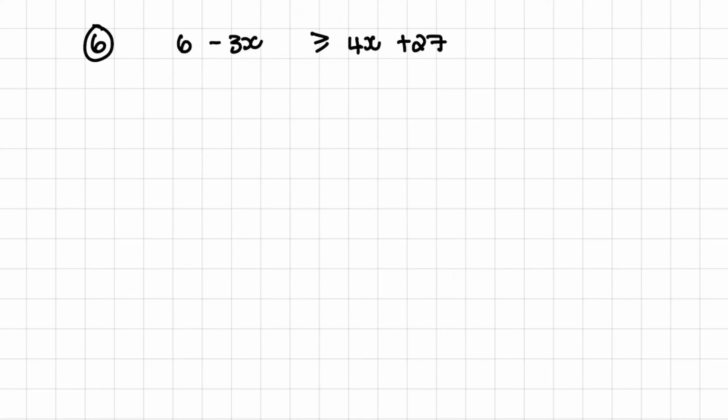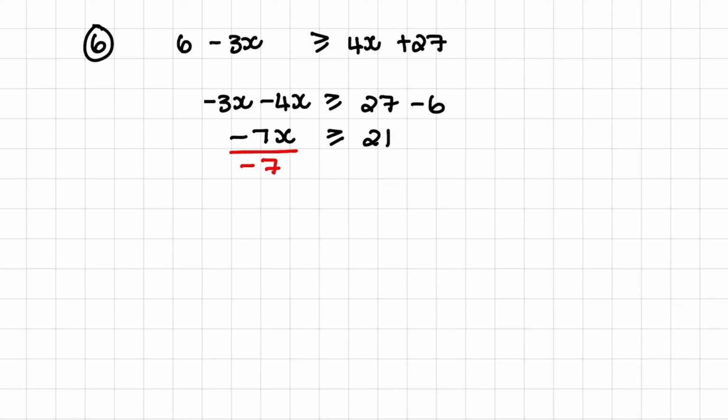And what I'll do first is move all the x's to the left-hand side and the constant values towards the right-hand side. So if I move 4x to the left-hand side, it will become negative 4x. And if I move 6 to the right-hand side, it will become negative 6. And if I simplify, I have negative 7x on the left is bigger or equal to 21. And now again, I will divide both sides by negative 7. So if I simplify, on the left, I have x, and on the right, I have negative 3.